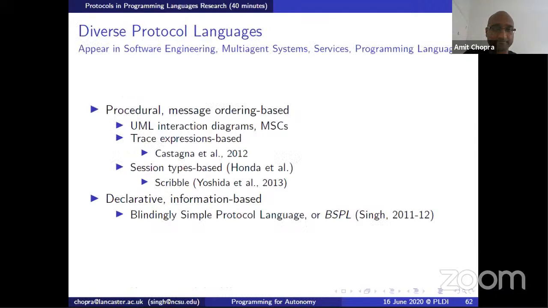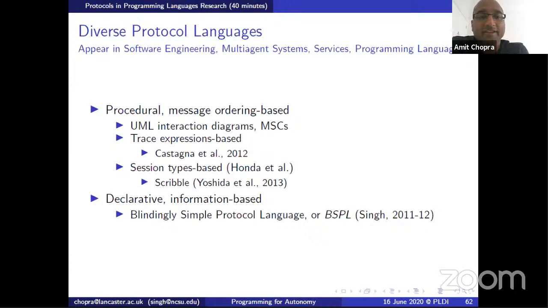So with this architecture in our mind, let's look at the protocol languages that have been studied in computing research. Actually, they've been studied in several communities: in software engineering, in multi-agent systems, the communities from where Munindar and I come, and in services and in programming languages. We are going to focus on approaches in the programming languages community because those have the most traction these days. So we saw some approaches for specifying protocols already. We looked at UML interaction diagrams, and there are more formal versions of UML, such as message sequence charts. And these are procedural abstraction ways of encoding the interaction because they order the messages.